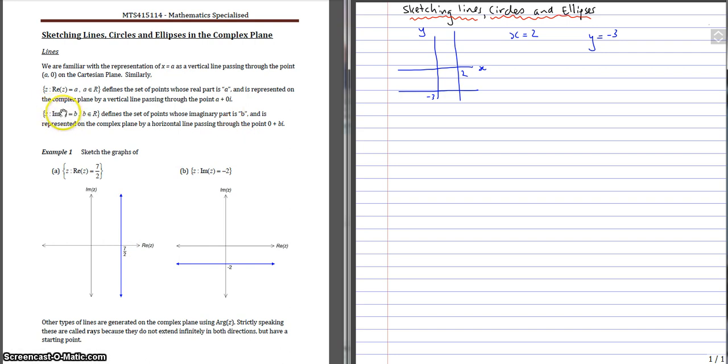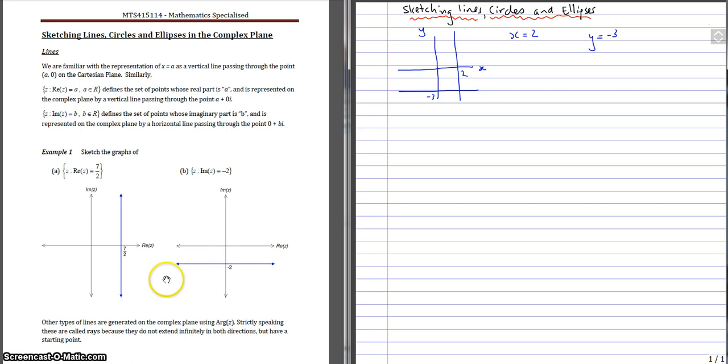Im(z), which is the imaginary part of z, equaling b, is going to be a horizontal line. So in this one, this is a set of points whose imaginary part is -2, and so it passes through -2 on the imaginary axis and is horizontal, so it's all those sets of numbers.